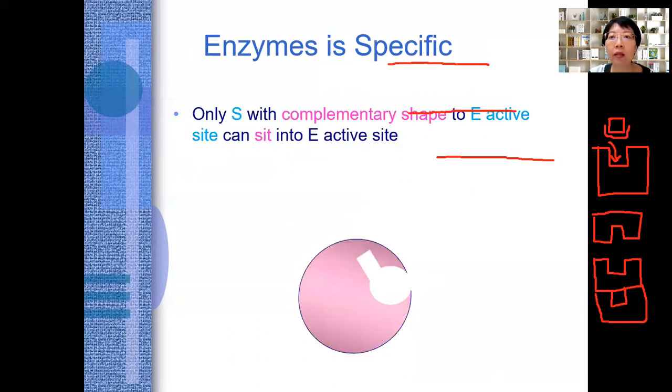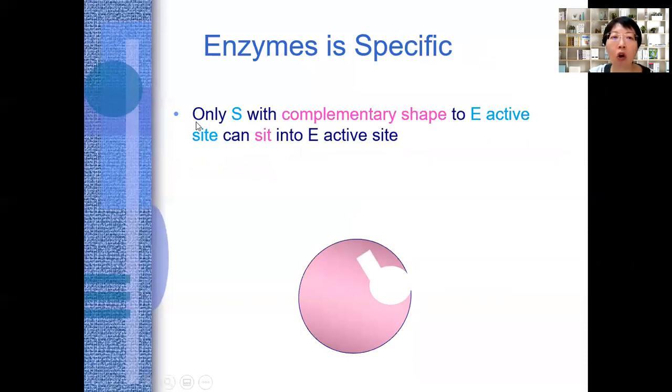So let us look at it: only a substrate with the complementary shape to the enzyme active site can sit into the enzyme active site, like this one here. This one cannot, not complementary. This one, not complementary. This one, yes, complementary. Then reaction happens. Substrate broken down to products.